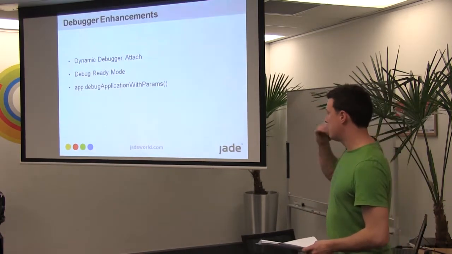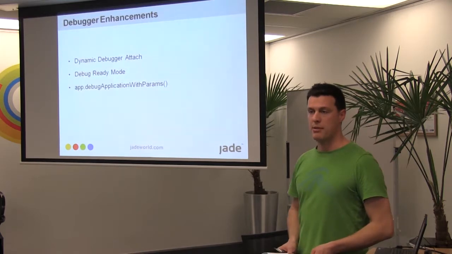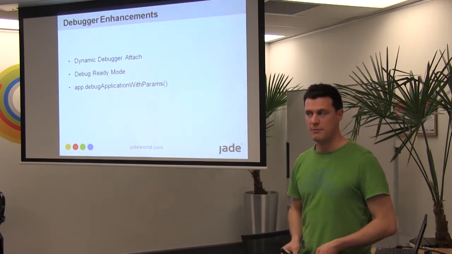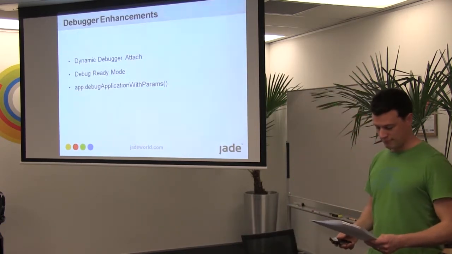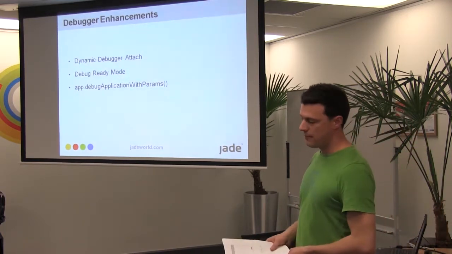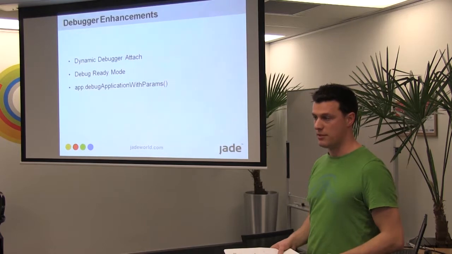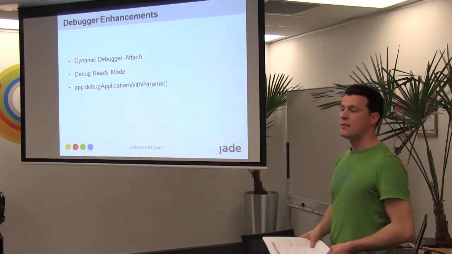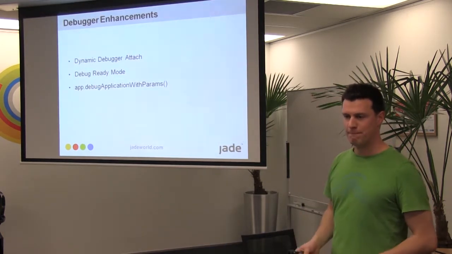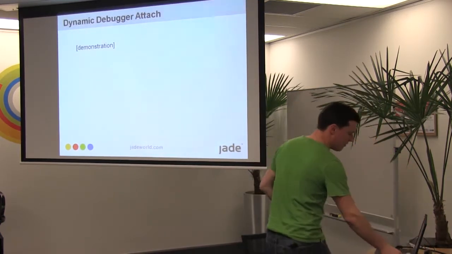We've also added the method that you can see in front of you as a partner to the app.debug application method, by which you can programmatically start debugging an application. Now, running in debug ready mode will give you about an additional 50% overhead on the running time of the application. So that's why we don't always, I mean, I said this was for development. And I'll just give you a quick demonstration of what I mean.